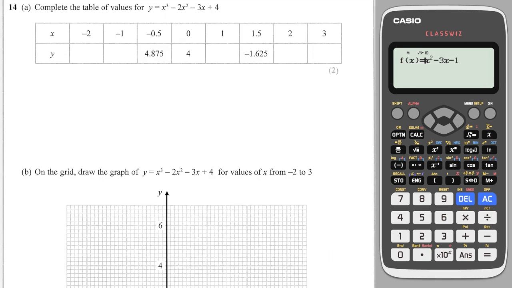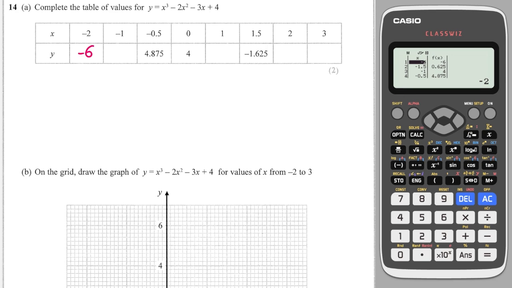Okay, next question, I've got a cubic, and I'm going to use the table function again to get my solutions. So I'm going to do x cubed minus 2x squared minus 3x plus 4. And I am going to be going from minus 2 up to 3. But being very careful here, the gaps are different. I'm going to go for 0.5, and that will cover everything which I will need. But I'll need to be a bit careful when looking at my answers. So minus 2 is minus 6.